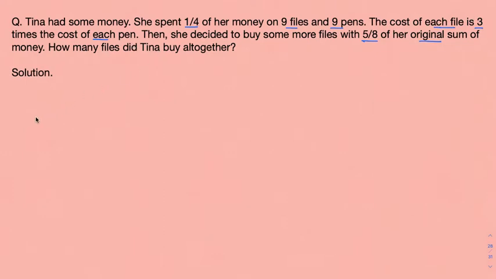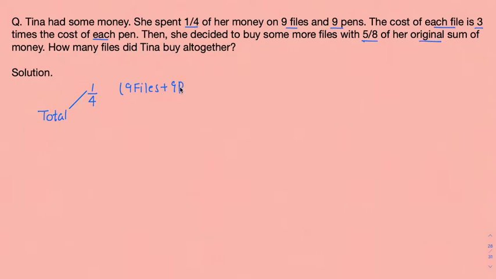Okay, so let's say total represents the amount of money Tina is having. Out of this total money, she spent 1/4 of it on 9 files and 9 pens. So let's write it. 1/4 of her money was spent on 9 files plus 9 pens.